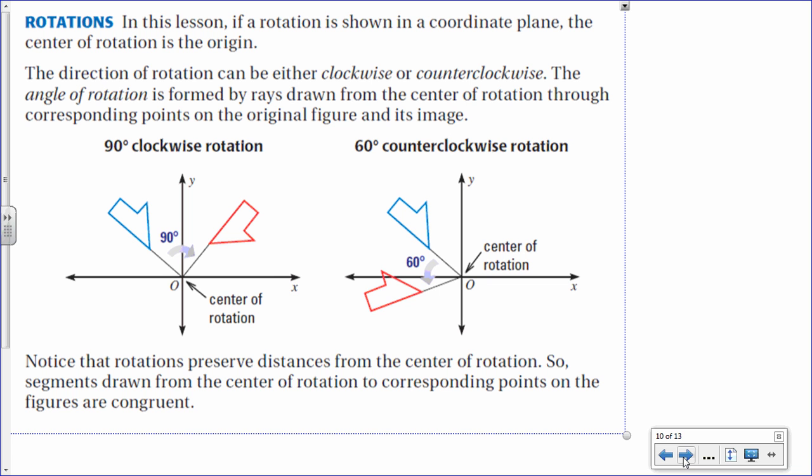The rotations, we don't have enough stuff to measure degrees, so we're not going to worry about that too much. The main thing is it goes clockwise or counterclockwise, and when it says about the origin, that's 0, 0. So we're not going to worry too much about anything that's 60 degrees here. Hopefully, most of the stuff you're asked in the book is 90 degrees.